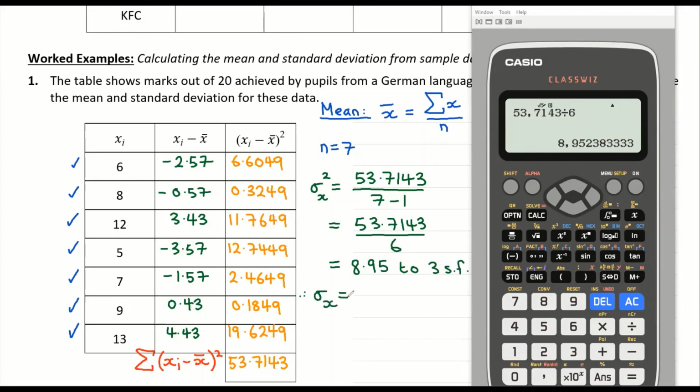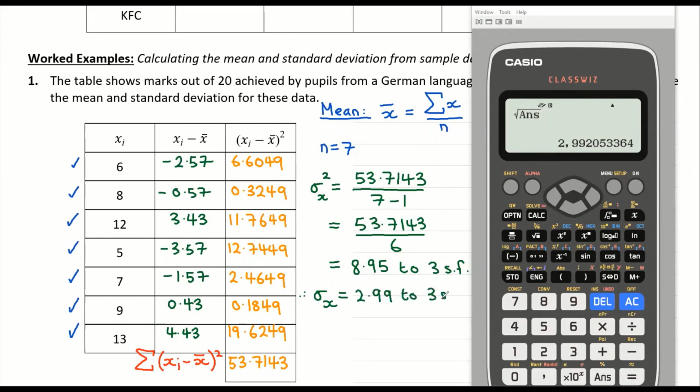So on your ClassWiz, what you can do now is select the square root function, just press the answer key, and press the right hand arrow key just to come out of that, then press equals, and then we've got 2.99. Let's write that in. So that's 2.99 to 3 significant figures.